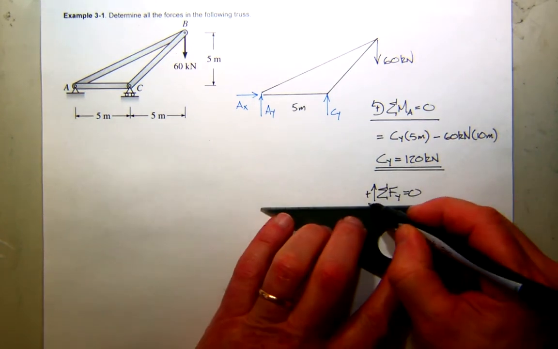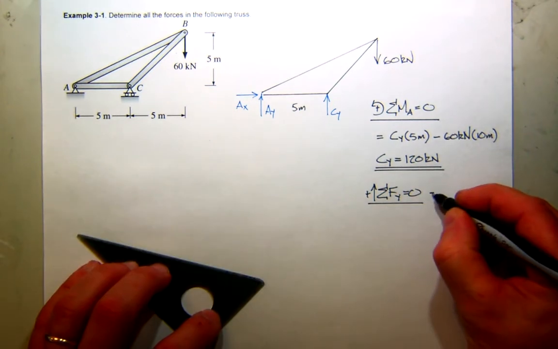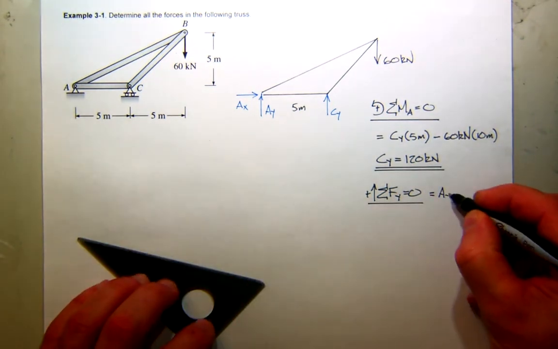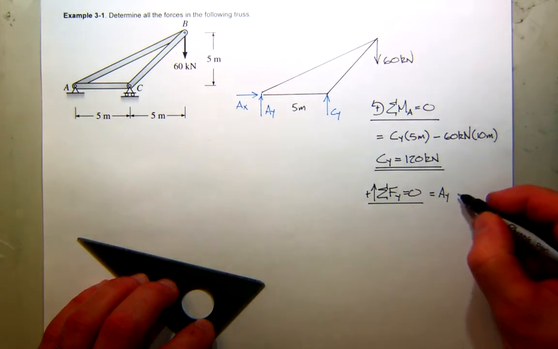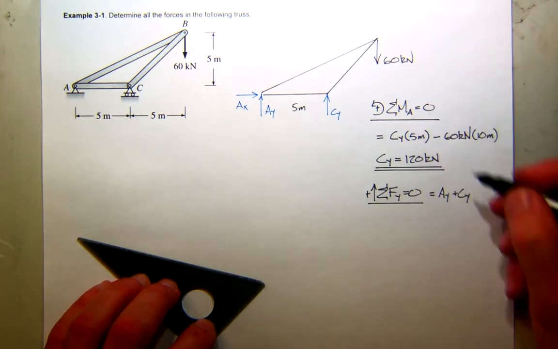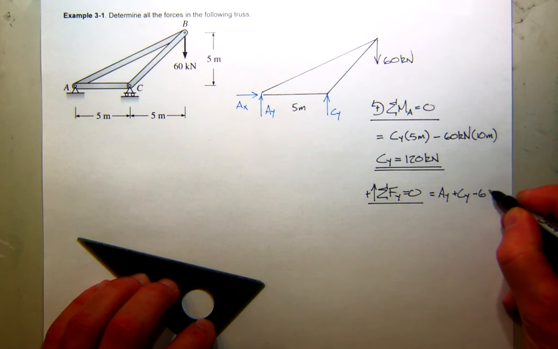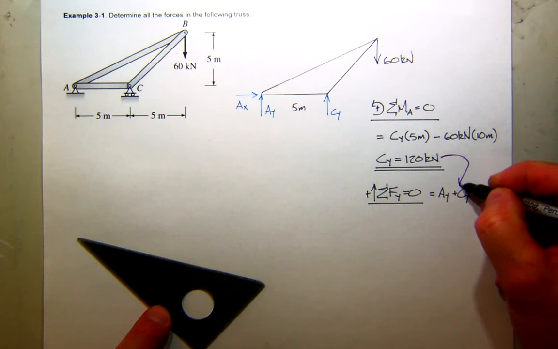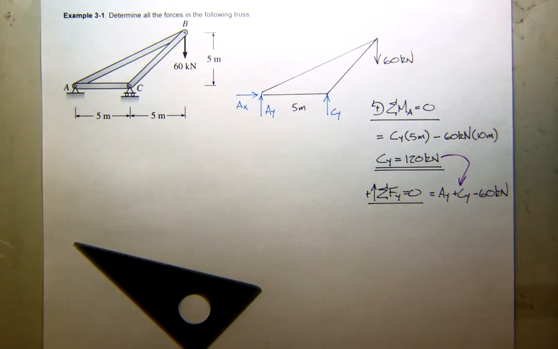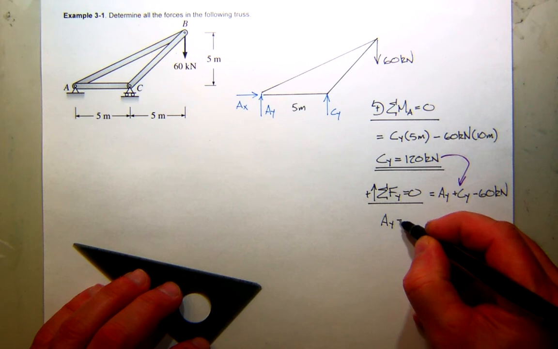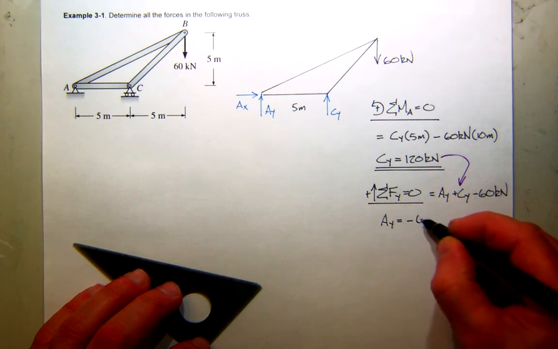So there's my statement. And when I do that, what do I get? Well, I have AY acting up. That's positive in my sign convention. CY is up, also positive. And then the 60 is down, so that's negative. And we know CY right there. We can plug it right in there. And what do we get? AY is negative 60.